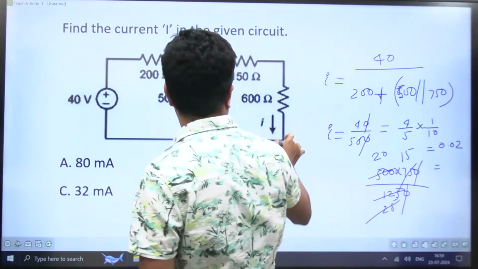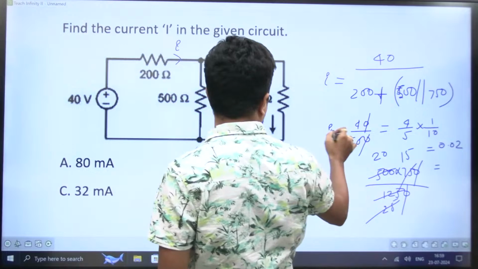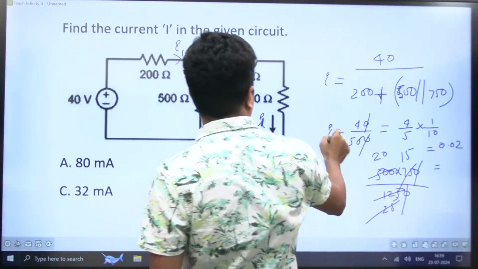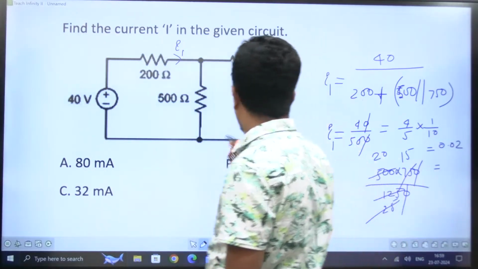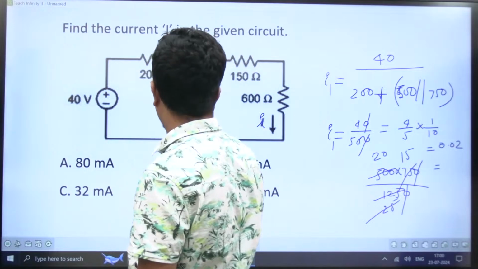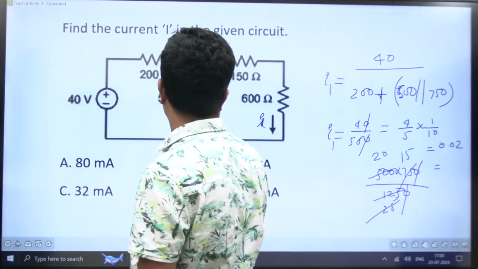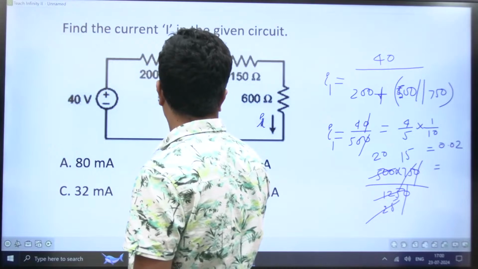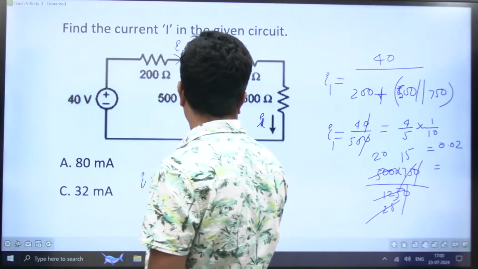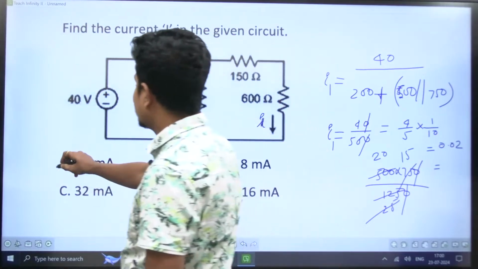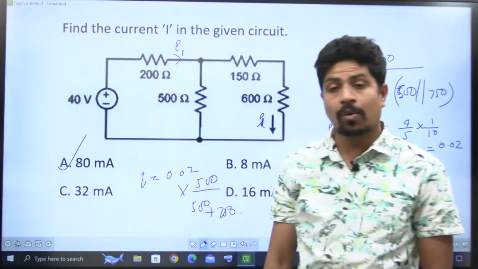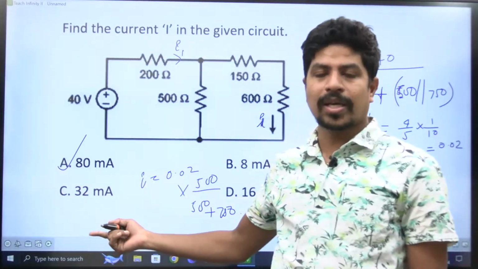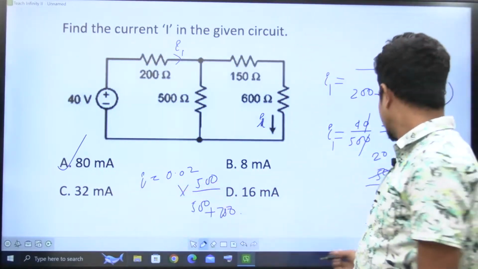Now I want the current, this small i. Let's take this one as I1. I'm asking about the current I1. Now I1 is equal to I, 0.08, into opposite resistance 500 divided by 500 plus 750. You do this. People are saying 80 milli. Maybe 80 milli is correct, I don't know the value. Okay, I give you the method. You solve it, you get it.